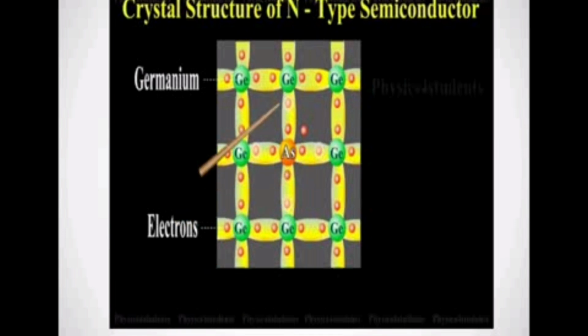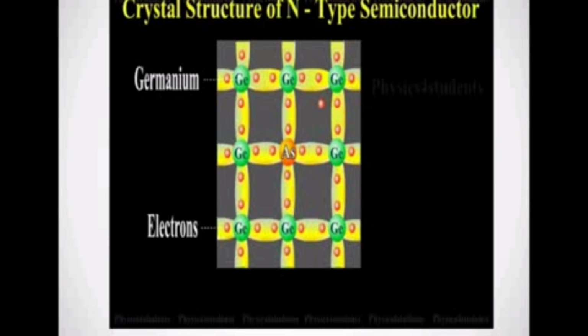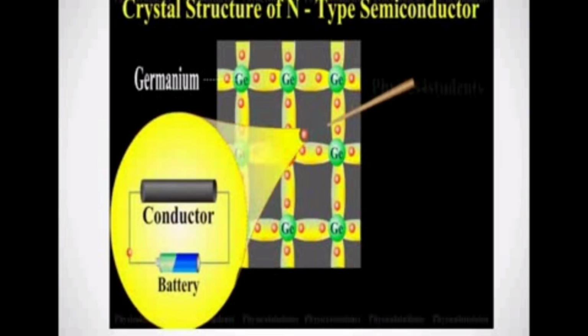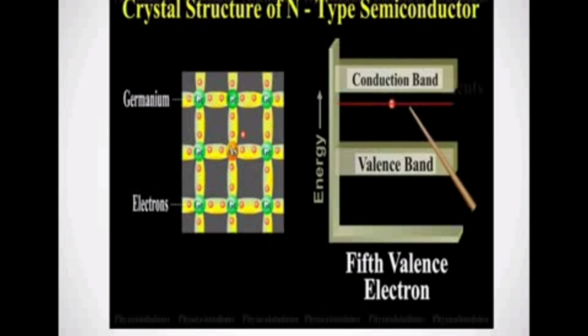When a covalent bond is broken, another electron is also produced from the covalent bond. So a large number of negative charge carriers are produced. It contains a large number of electrons, and those electrons are used for conduction. So it's called an N-type semiconductor. Electrons jump from the valence band to the conduction band.